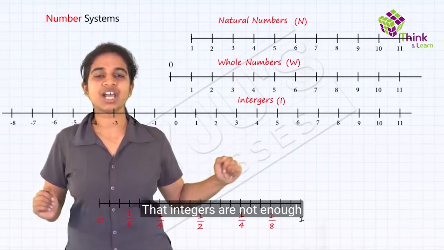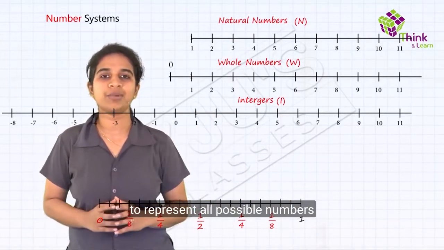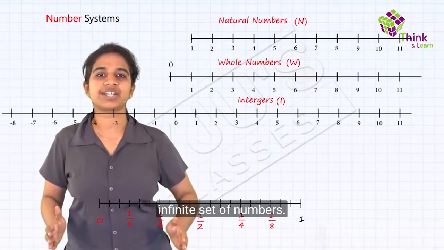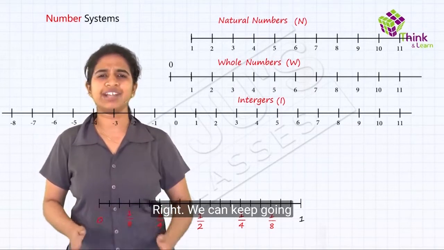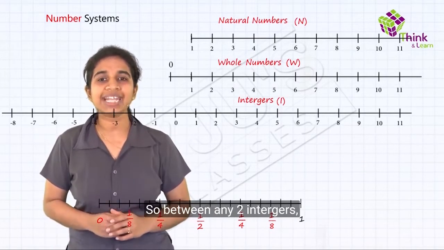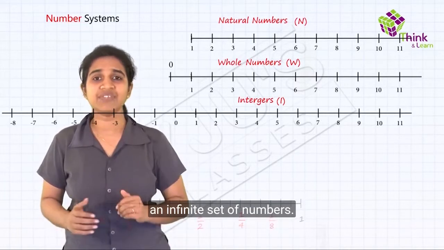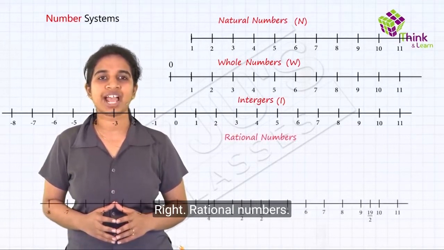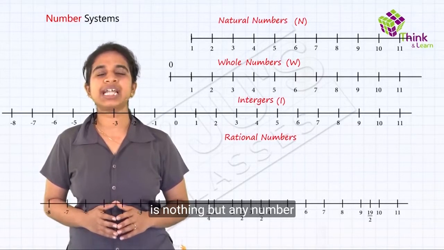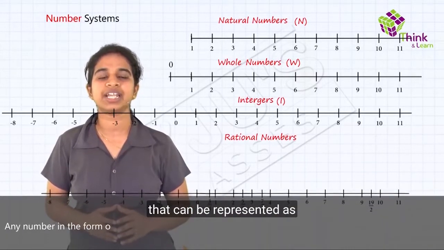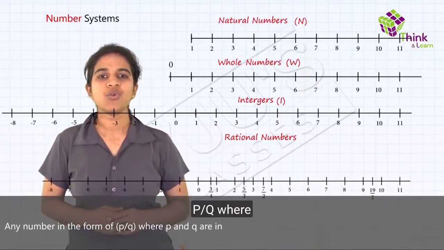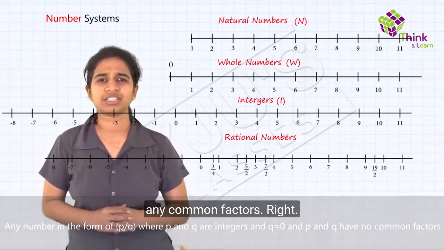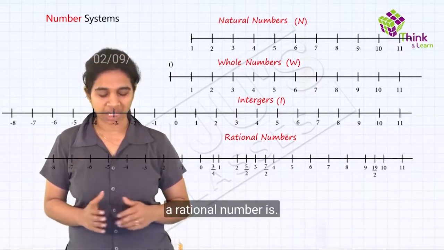That integers are not enough to represent all possible numbers there are. In fact, between every 2 integers, there is another infinite set of numbers. We were able to divide it infinitely, and we can keep going on and on. So between any 2 integers, there is again an infinite set of numbers. Now these numbers that we just got are called rational numbers. The definition for these is any number that can be represented as p by q, where p and q are integers, q is not 0, and p and q don't have any common factors. So that is essentially what a rational number is.